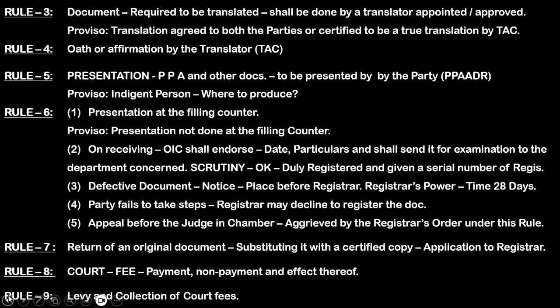What is the proviso appended to it? Proviso says, provided that a translation agreed to by both parties or certified to be a true translation by the translator appointed or approved by the court may be accepted. So that we already know. In Rule 2 it is already provided. That we already know it.